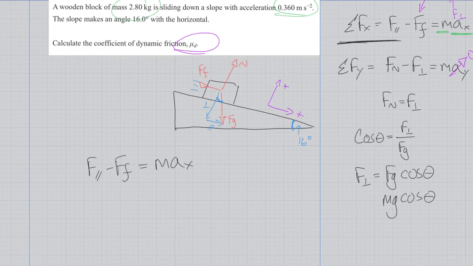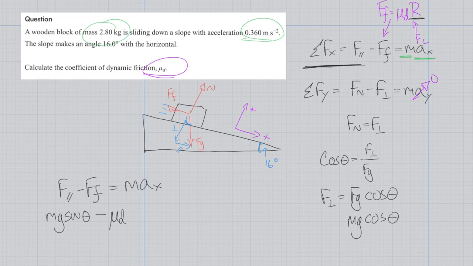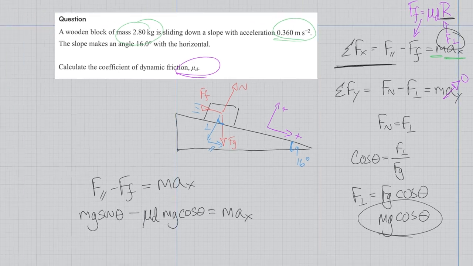If we plug in what we know, if my perpendicular component is mg cosine theta, my parallel component is going to be mg sine theta. It's the opposite side. So we're going to have mg sine theta minus my coefficient of dynamic friction, which is what we're solving for, times my reaction force, which, again, we said is my perpendicular force, which we solved for here. So I'm going to put mg cosine theta here, equals mass times acceleration in the x.